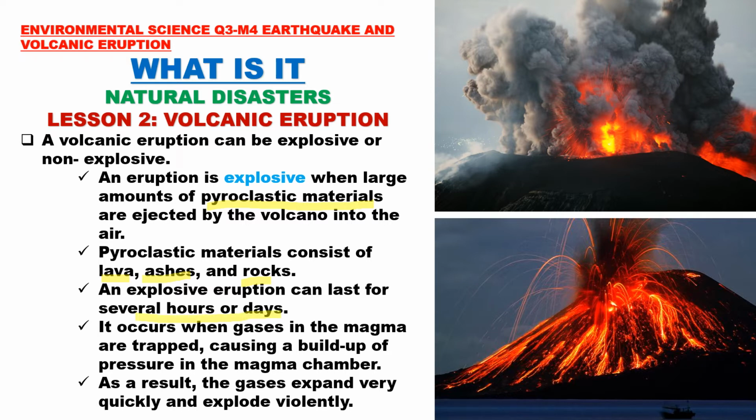It occurs when gases in the magma are trapped, causing a build-up of pressure in the magma chamber. So, kapag na-trap yung mga gases sa magma chamber, the pressure increases. So, pag mataas na mataas ang pressure inside the magma chamber, the result would be the gases expand very quickly and explode violently. So, therefore, nagkakaroon tayo ng explosive volcanic eruption, such as in these pictures.